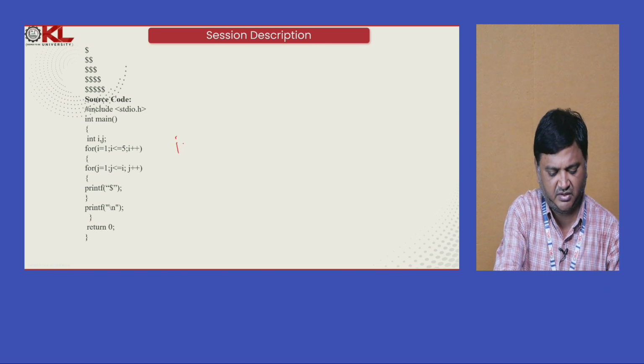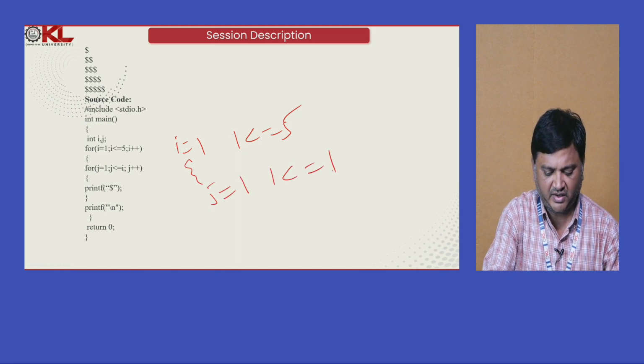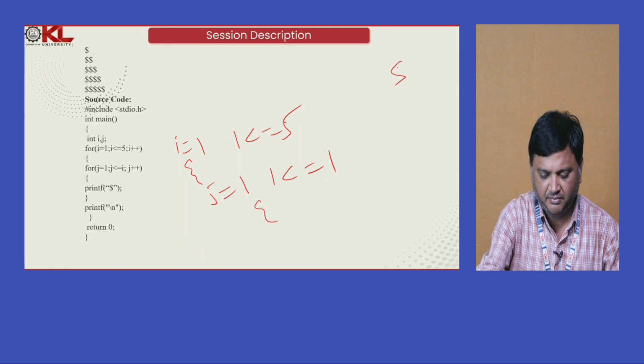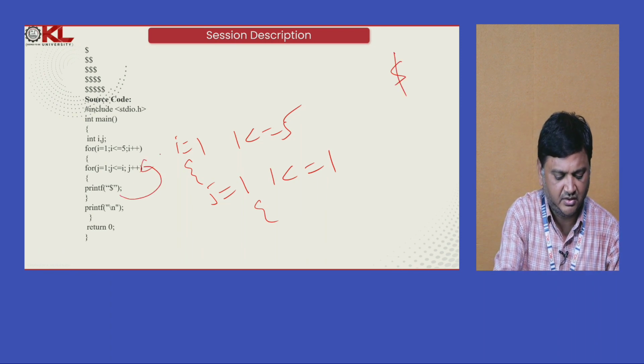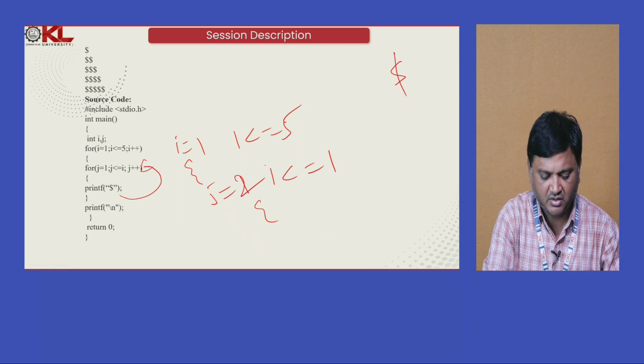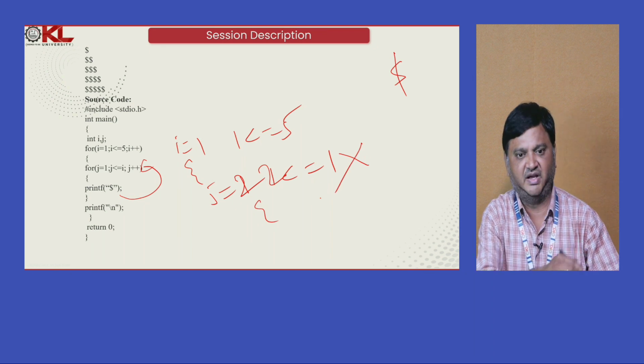As usual, I starts with 1. Is 1 less than or equals to 5? Yes, go inside. J starts with 1. Is 1 less than or equals to 1? Yes, go inside. What are you printing? Printing dollar the first time. Now what happens, my dear students? It goes again to the inner for loop. J will be incremented. What is the j value? 2. Is 2 less than or equals to 1, my dear students? No, the condition fails.